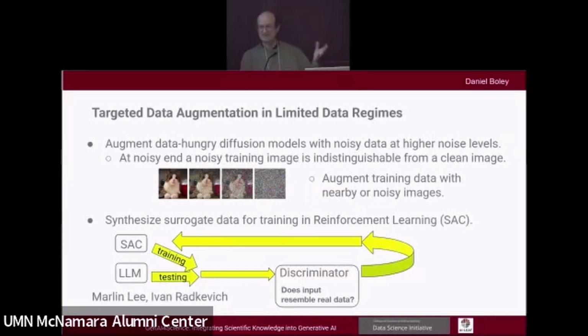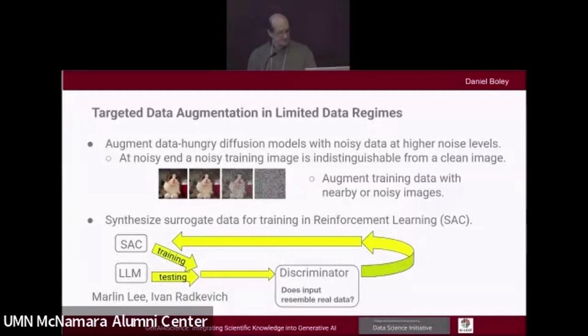Brain scans are a very limited data regime because it's very hard to get these brain scans. They only have 8 subjects in this whole data set. So some auxiliary projects we're working on are methods to try to augment the limited data regime. And one of them is using diffusion models. What we noted was that at the noisy end of the diffusion model, noisy images can't be distinguished from clean images if you already have a certain level of noise. So you could use those to augment the data that's used to train it.